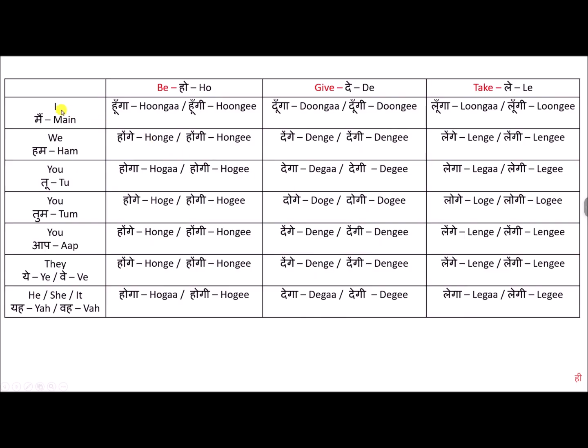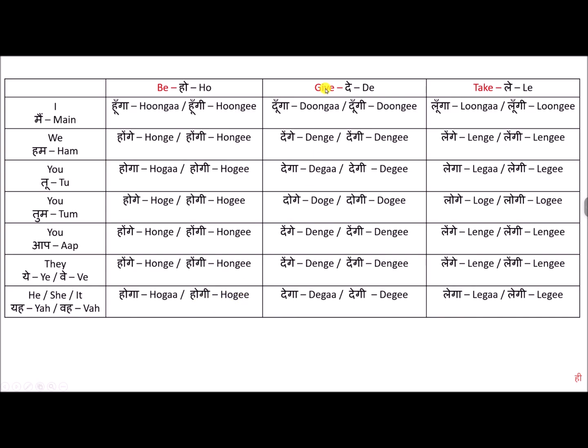Okay. With I, ho becomes hoonga, hoongi. We होंगे, होंगी. You होगा, होगी. होगे, होगी. They होंगे, होंगी. He, she होगा, होगी.